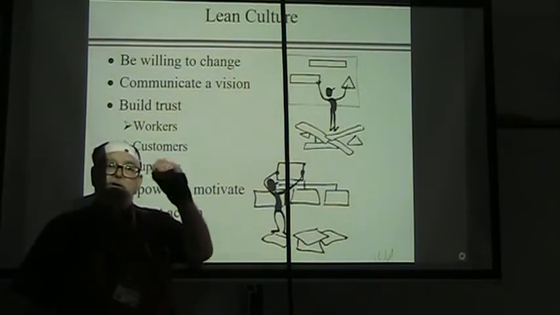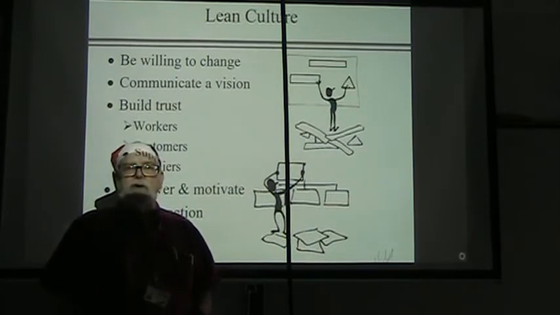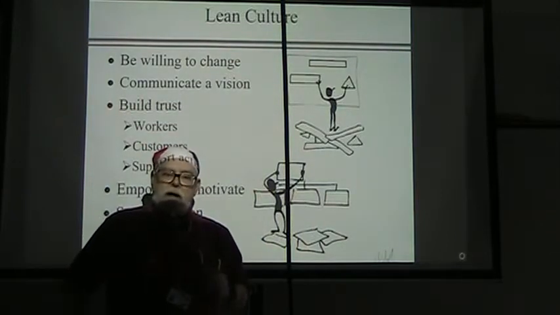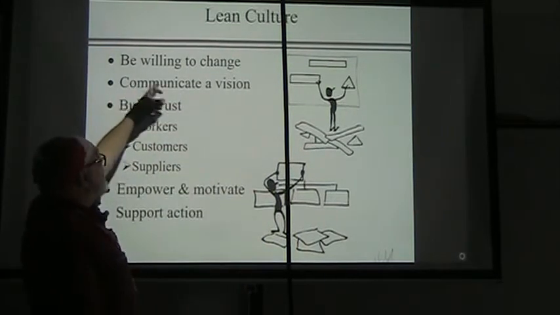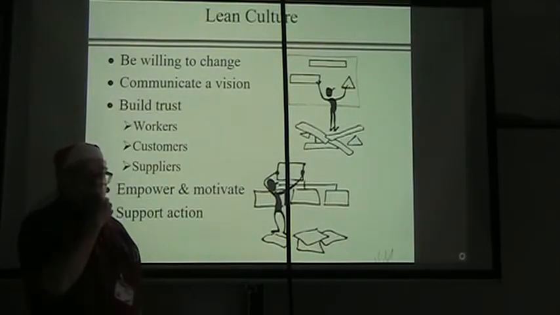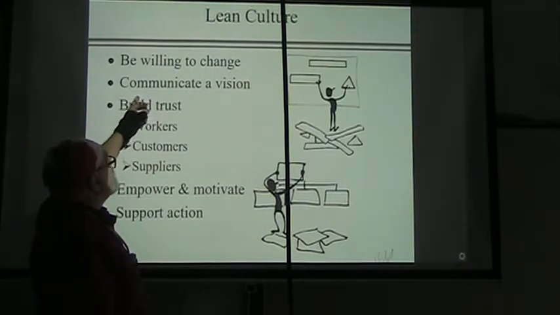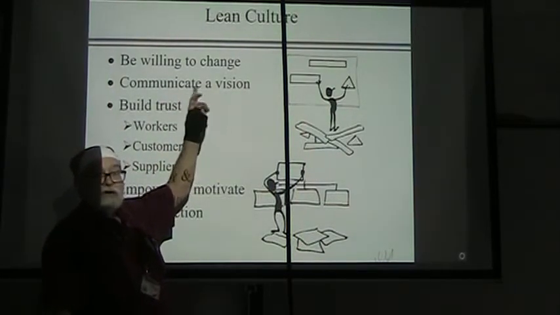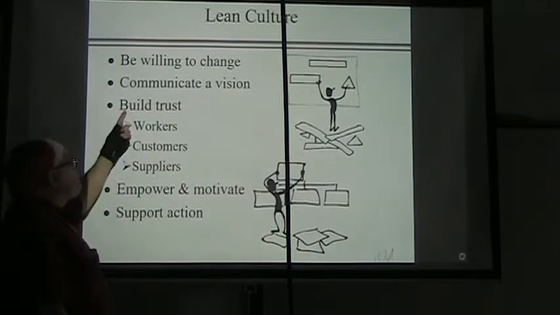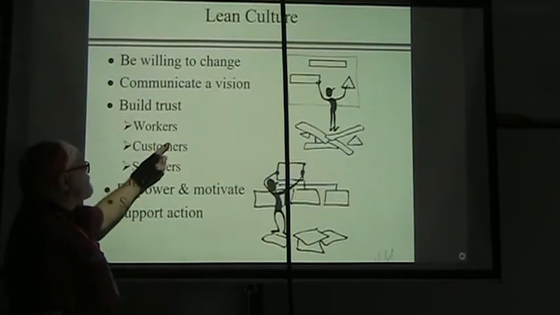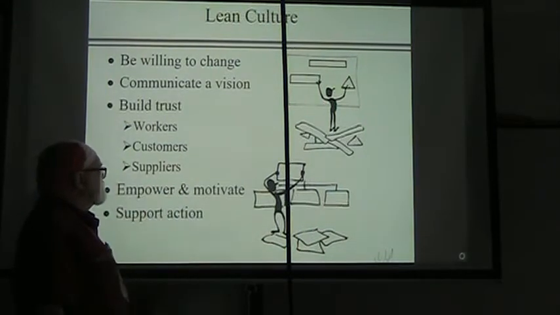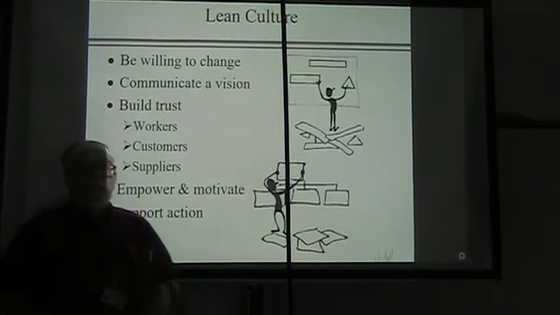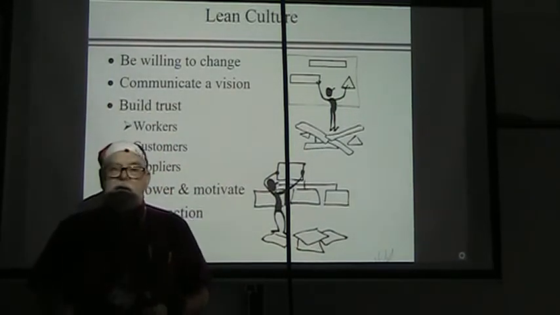We're always trying to change the culture of the organization that we're working with. So we want to shape that culture. First of all, people have to be willing to change. We have to communicate a vision of what we are changing to. And we have to build the trust with workers, with customers, and suppliers. Right? We're trying to empower and motivate people to get into that lean culture.